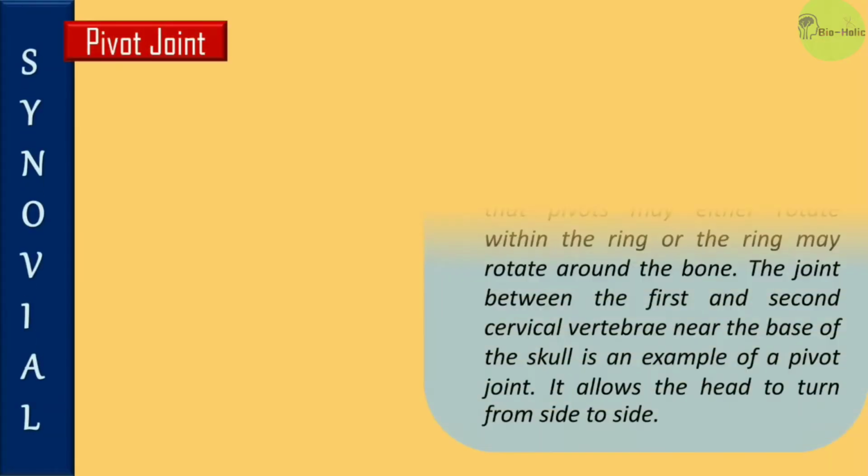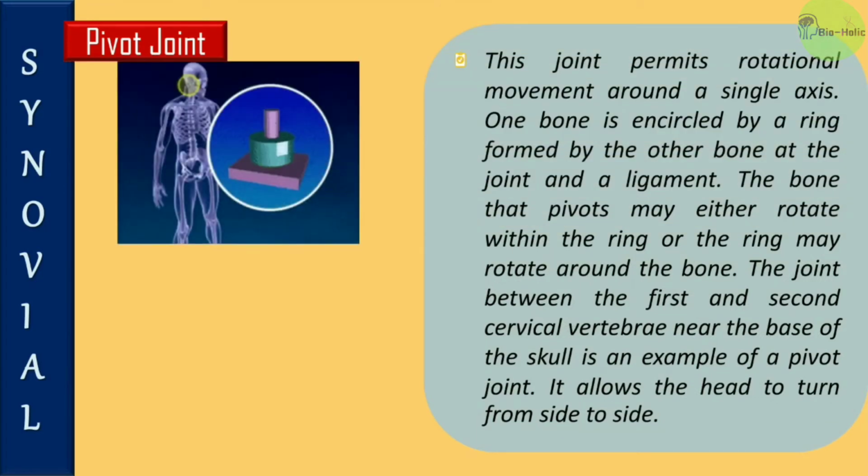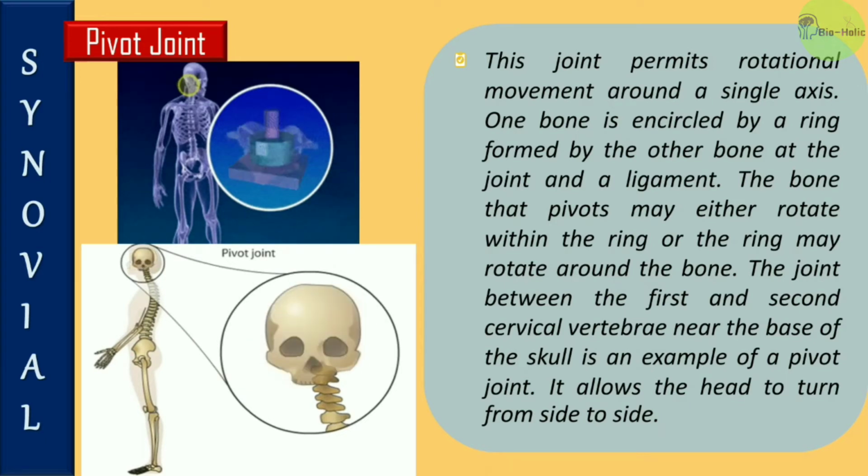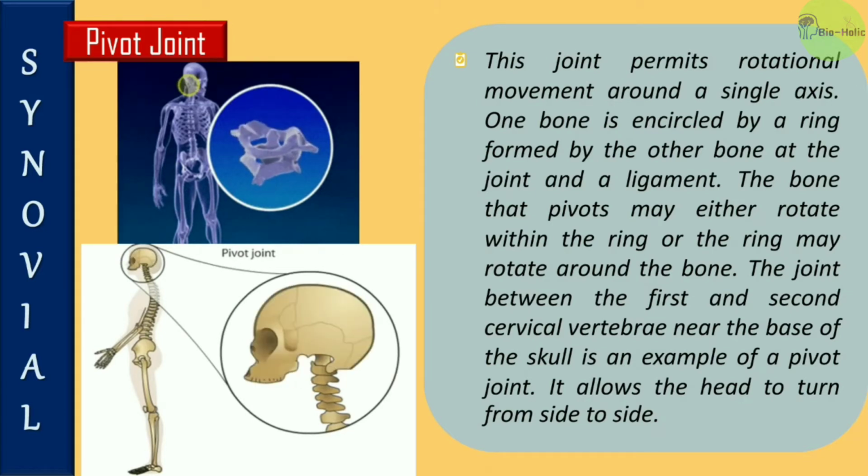Now let's learn one by one. First one is the pivot joint. This joint permits rotational movement around a single axis. One bone is encircled by a ring formed by the other bone at the joint and a ligament. The bone that pivots may either rotate within the ring or the ring may rotate around the bone.